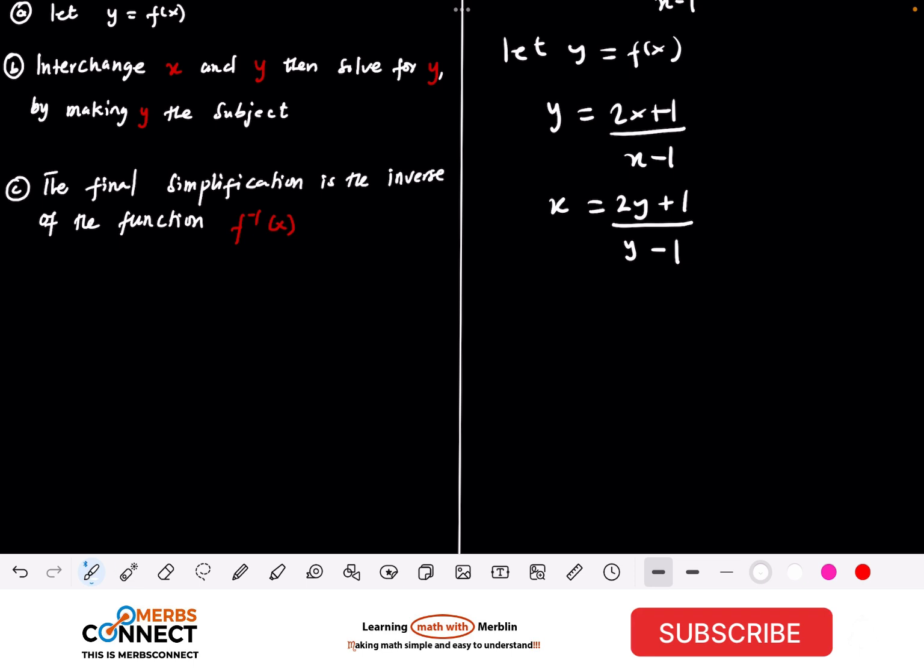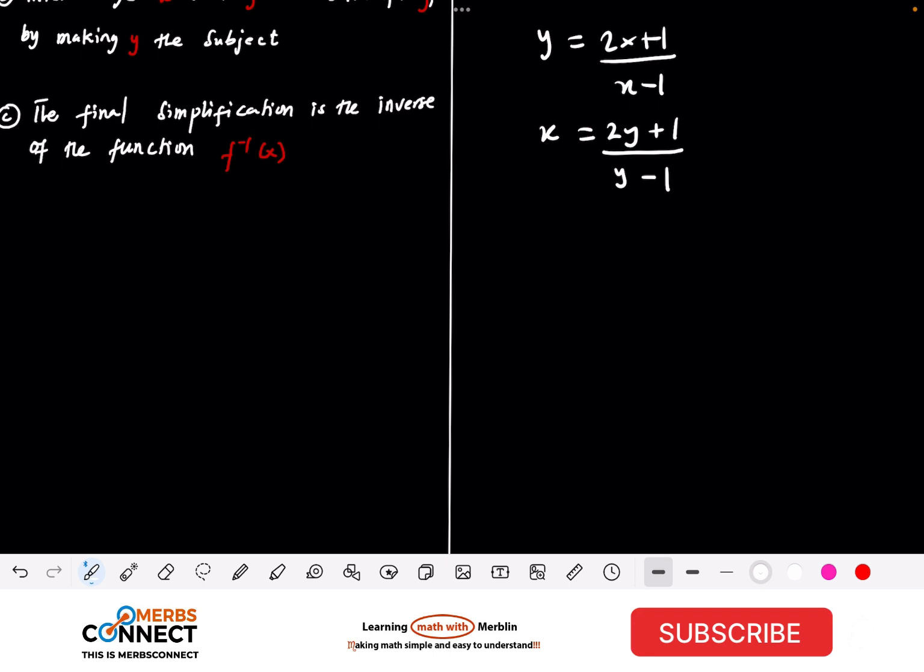So the next thing we need to do is solve for y, right? Now let's do it together. We assume that this side here is divided by 1. So when you do cross multiplication, this will multiply this and this will multiply this. So we are going to have x open bracket y minus 1, which is equal to 2y plus 1.